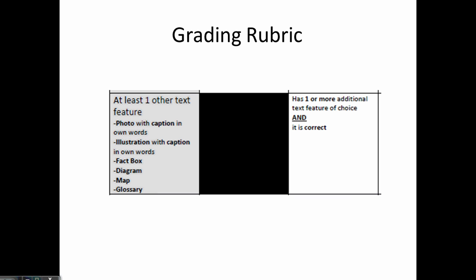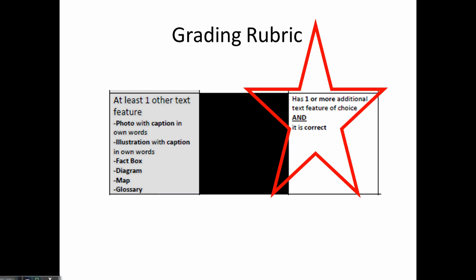Remember, the grading rubric asks you to include at least one other text feature, and it needs to be correct. So this lesson is going to remind you about what the following text features are right here: photos and captions, illustrations and captions, fact boxes, diagrams, maps, and glossaries. So you're going to choose one of these.